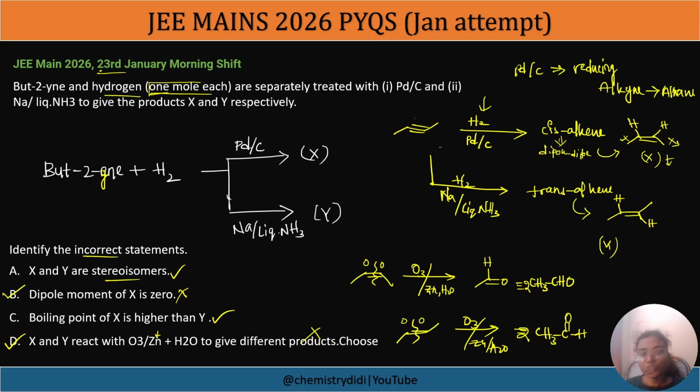So this alkyne will get converted to alkene, and it is a cis. We will get a cis product over here. And in this case, it is a type of Birch reduction, right? So here we'll get a trans alkene because it adds the hydrogen on opposite sides. So we will get this particular trans alkene.